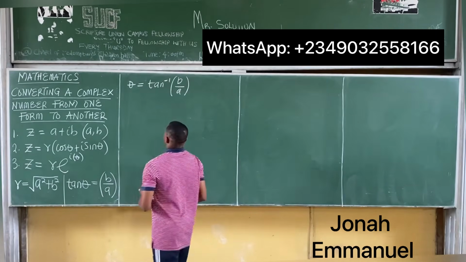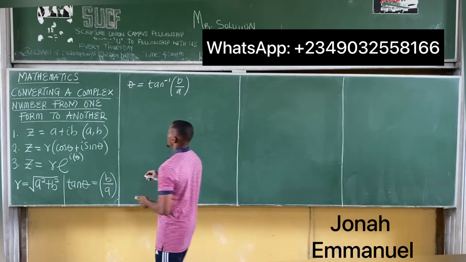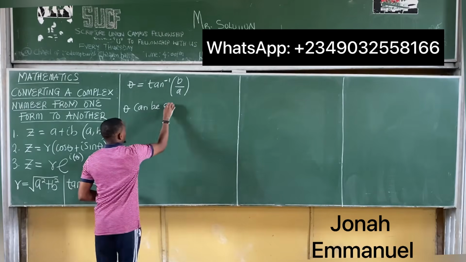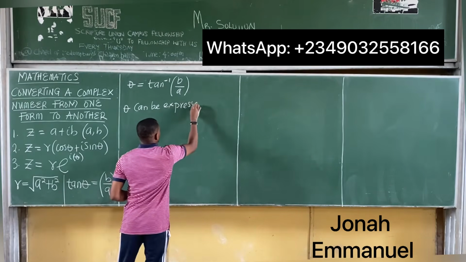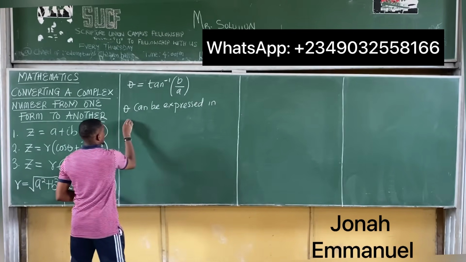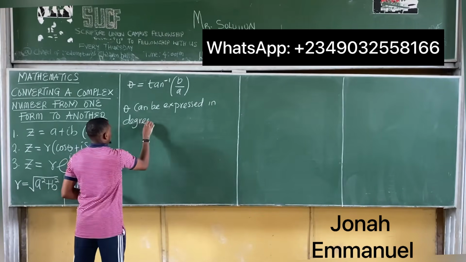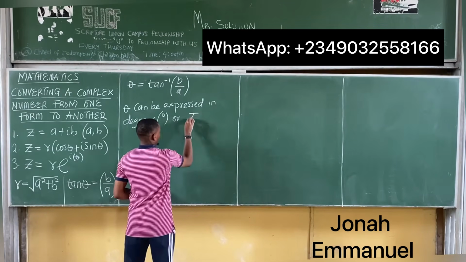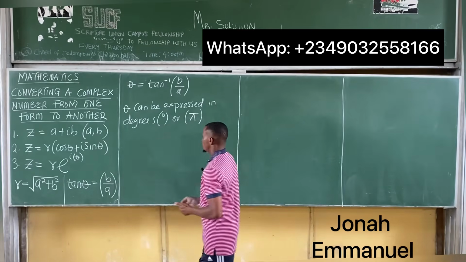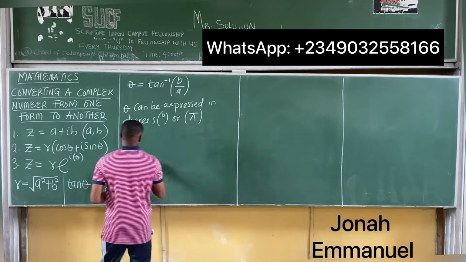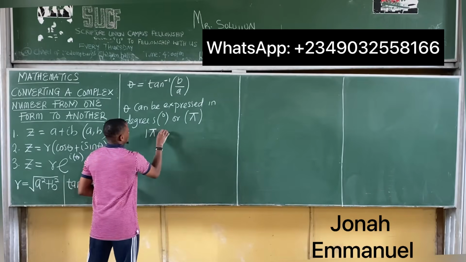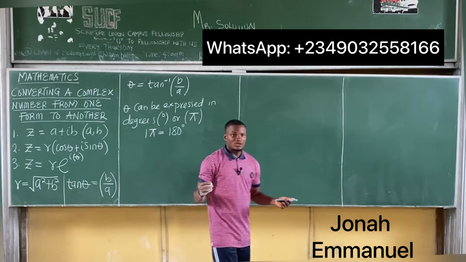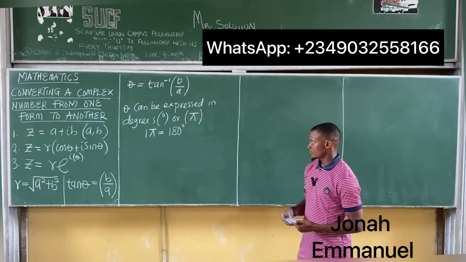One last thing, note that theta can be expressed in degrees or in pi, where 1 pi is equal to 180 degrees. All right, so with this taken, let's try an example.